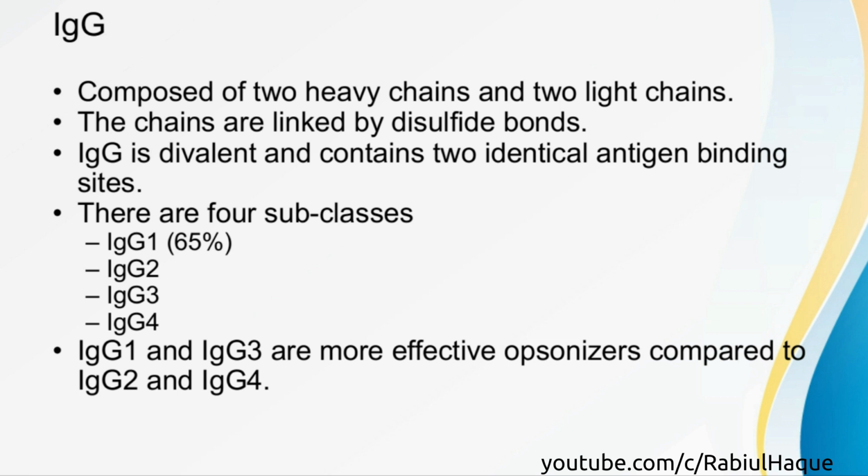So let's talk about them one by one, and we will start by talking about immunoglobulin G. It is composed of 2 heavy chains and 2 light chains. The chains are linked by disulfide bonds. Immunoglobulin G is divalent and contains 2 identical antigen binding sites. It has 4 subclasses. They are immunoglobulin G1, 2, 3, and 4. Most common is immunoglobulin G1, that is 65%.